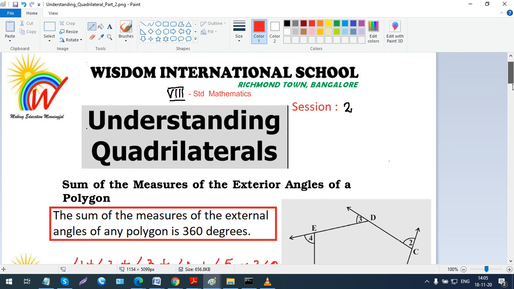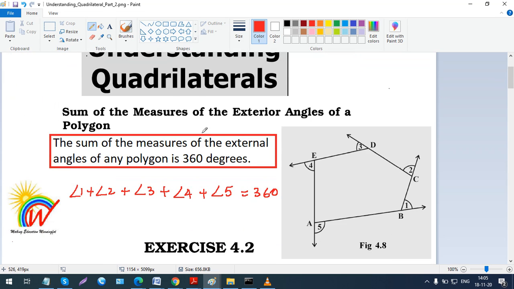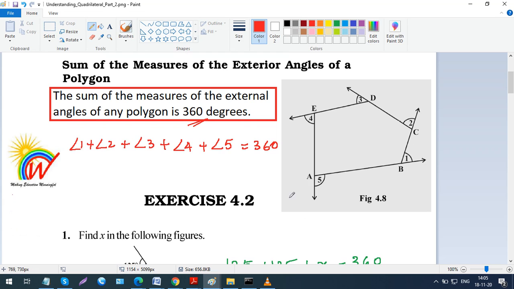So they say, sum of the measures of exterior angles of a polygon. If they're asking you to find the sum of the exterior angles in a polygon, it's always going to be 360 degrees, whatever the number of sides. The sum of the measures of the external angles of any polygon is 360 degrees. In the last video we solved one problem to find the sum of the external angles, right? Even if you add it up and solve it, you are going to get 360 degrees only.